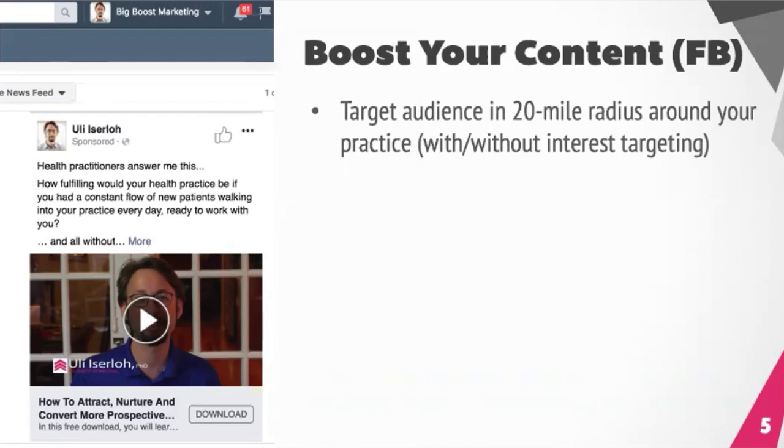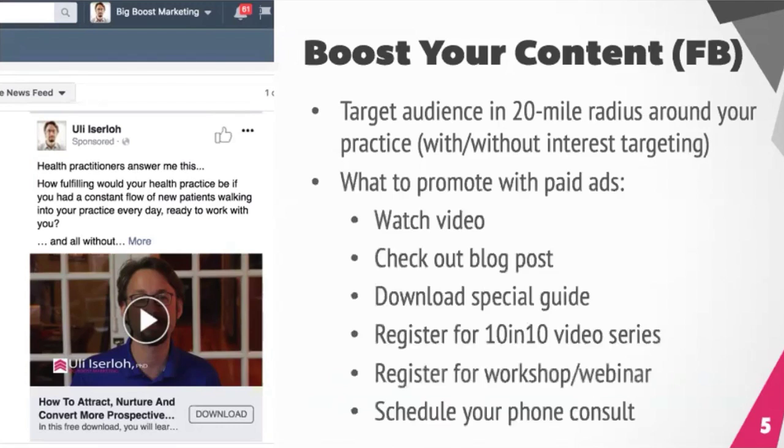So we don't want to spend our ad money on anybody that's not living within a 10, 20-mile radius. Now, if you're in an intensely urban area, that 10-mile, 20-mile radius may be as small as 2 or 3 miles. So you have to decide how far are people willing to drive to connect with you and come see you. And then the second part is, what do you promote with paid ads?